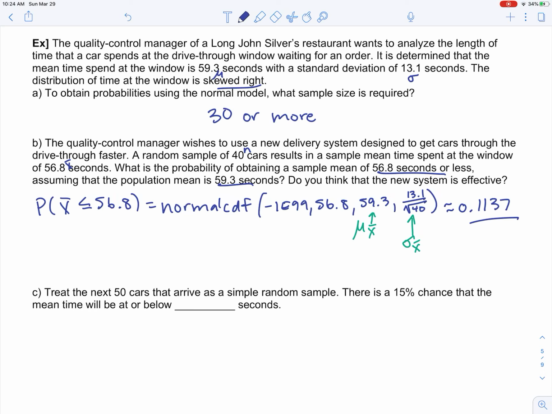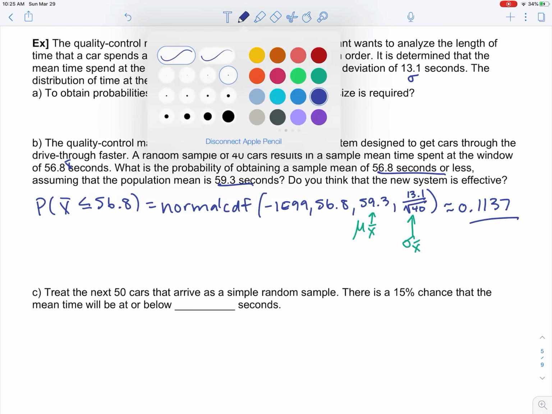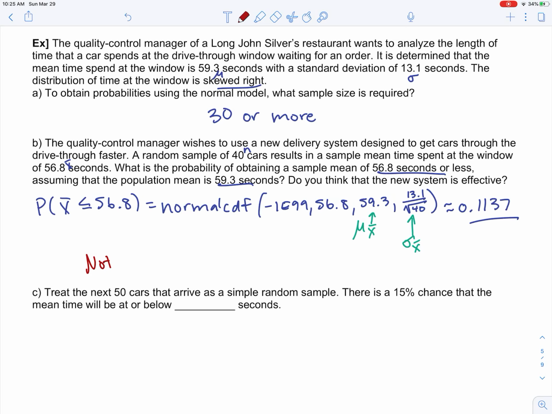What this is telling us is that the new delivery system isn't really significantly changing how quickly people get their order. So do I think the new system is effective? Not really. It's not an unusually fast time under the old system, so it might not be worth making the change.